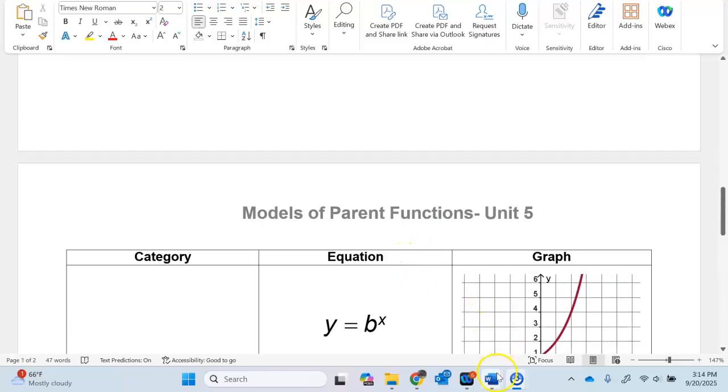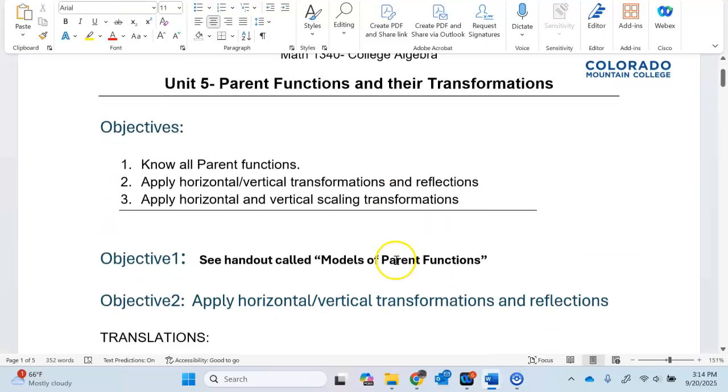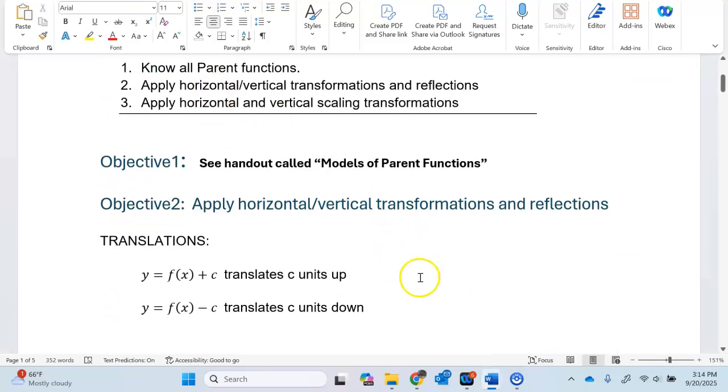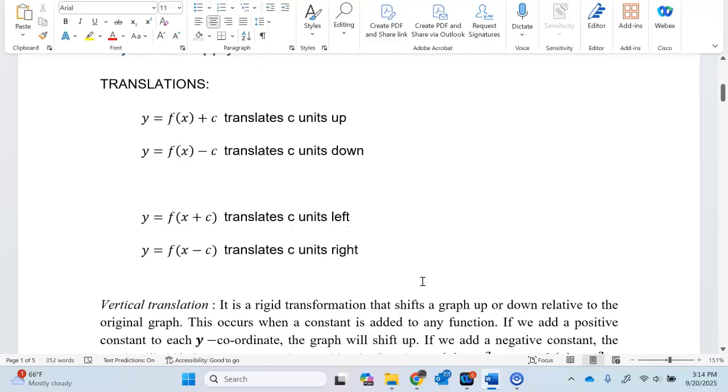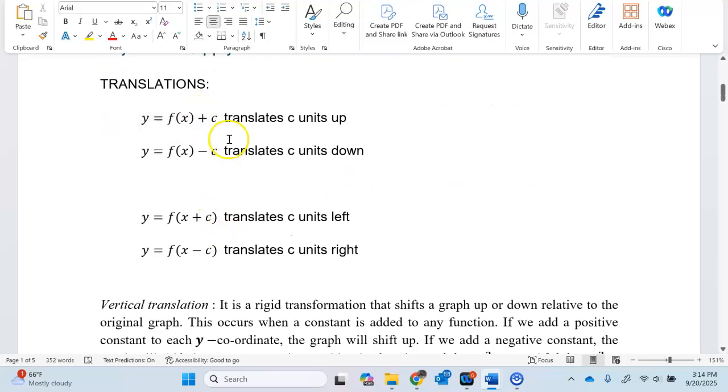Okay, so study those. What are we going to do with those? Well, let's take a look. Basically, we're going to apply different transformations. Okay, so our first translation is a vertical shift. What does this mean? f of x plus c just moves the whole graph up c units. f of x minus c, the whole graph of f of x down c units.